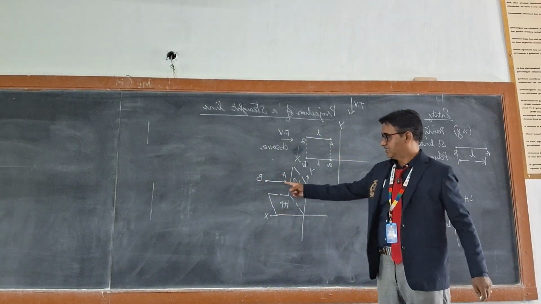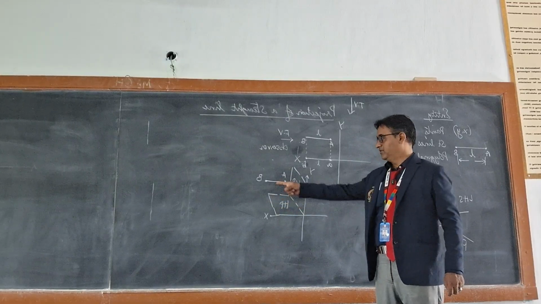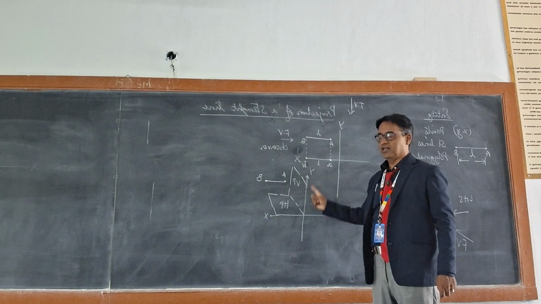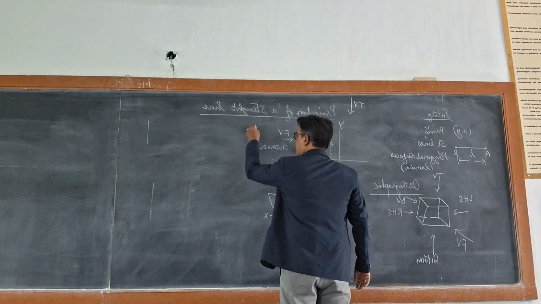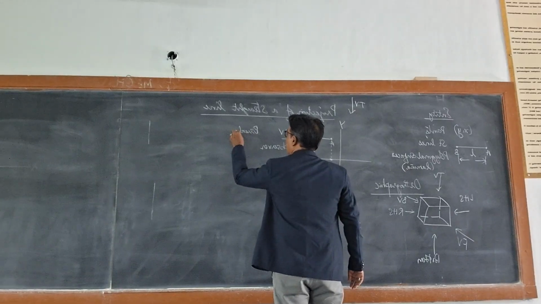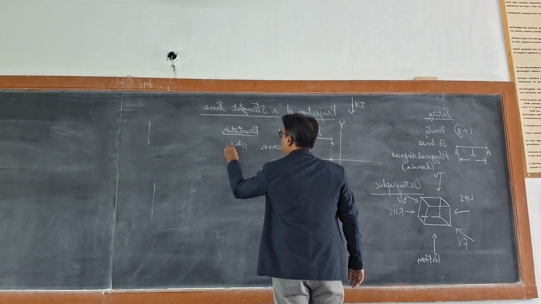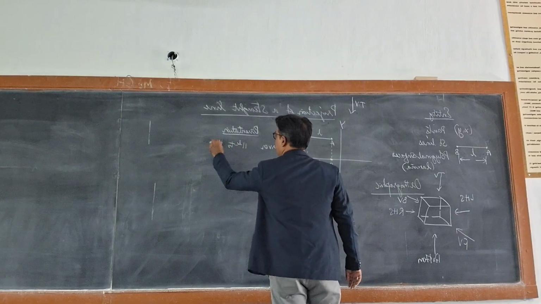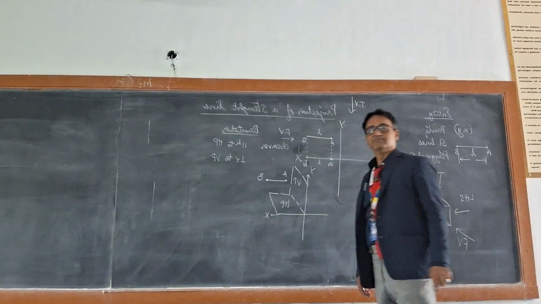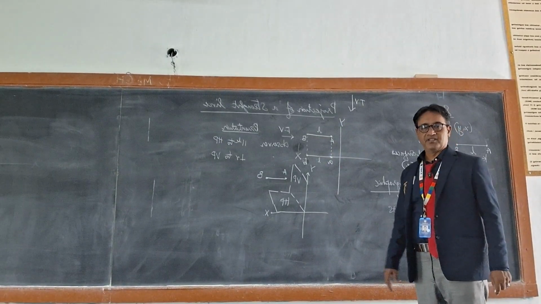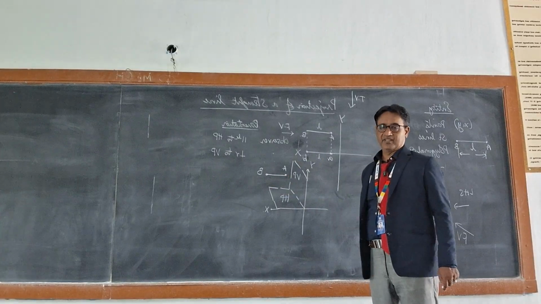You can see this line is parallel to this horizontal plane, and at the same time this line is perpendicular to the vertical plane. So this is what you call the orientation. My object is oriented in such a way that it is parallel to one plane, which is the horizontal plane, and at the same time perpendicular to the vertical plane. This is my definition of the orientation of straight line AB, right?